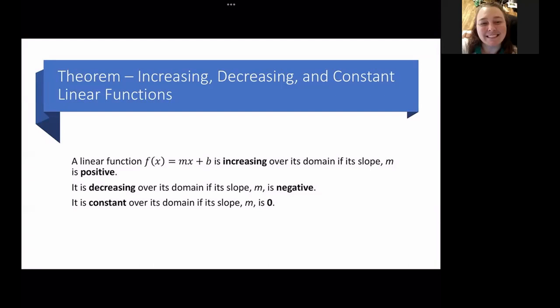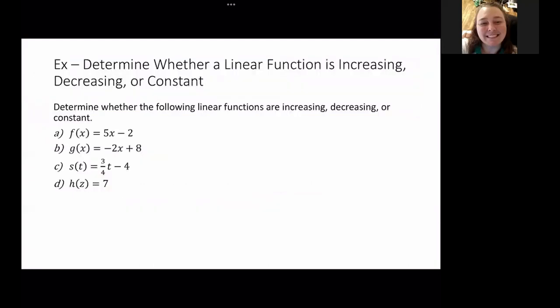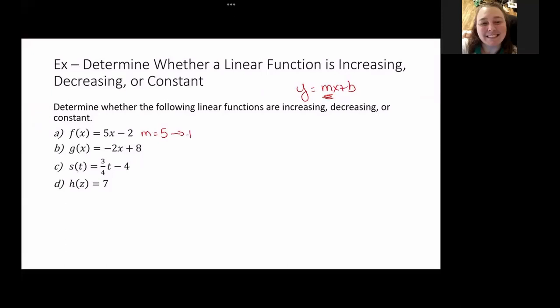Let's look at a few different examples and determine whether these functions are increasing, decreasing, or constant. So for A, we've got f of x equals 5x plus 2. So my slope equals 5, okay? y equals mx plus b. We're looking for these m's. In this case, that is all we care about. If we're looking at increasing, decreasing, constant, we only care about the m. We don't care about any of those other numbers. This happens to be a positive number. Positive. So we are increasing.